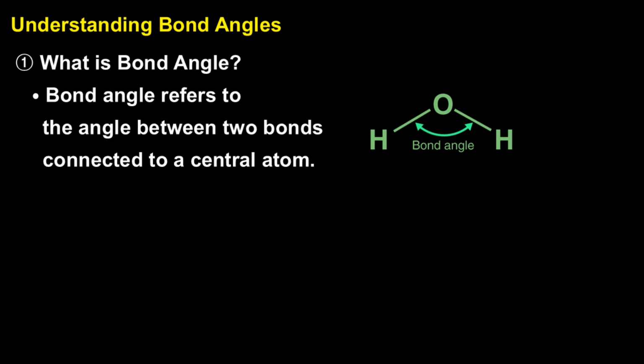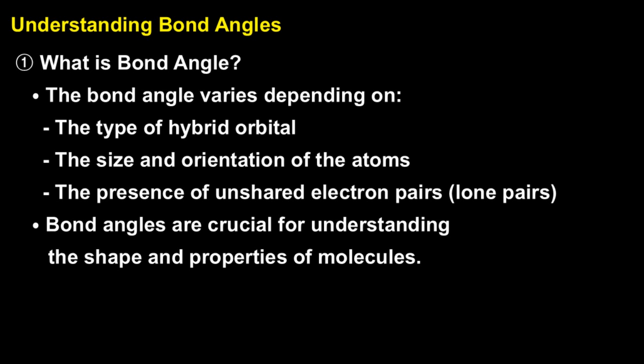So what exactly is a bond angle? Well, it's just the angle formed between two bonds that are attached to the same central atom. Pretty straightforward, right? But here's the thing. In real molecules, the actual bond angle depends on a few different factors, and that's where things start to get interesting. First, the type of hybrid orbital makes a big difference.